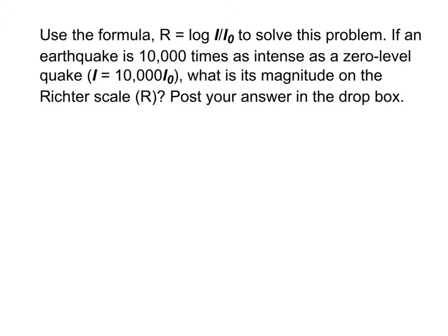Now, I want you to use the formula r is equal to the log of I divided by I sub 0 to solve this problem. If an earthquake is 10,000 times as intense as a zero-level quake, in other words, I is equal to 10,000 I sub 0, what is its magnitude on the Richter scale? In other words, what is the value of r? Post your answer in the drop box.